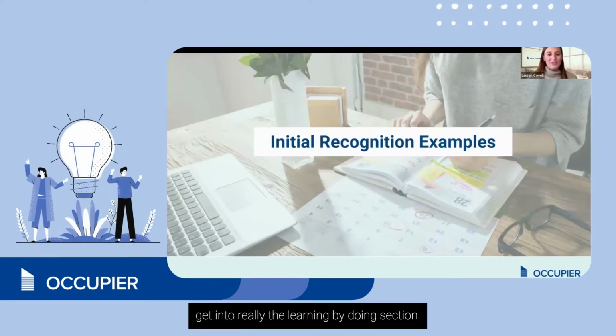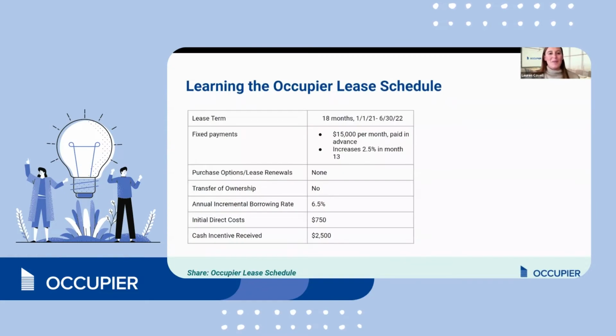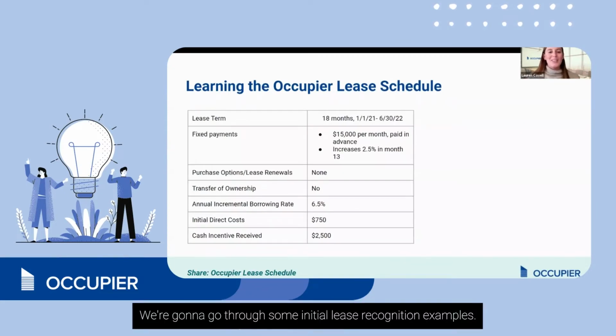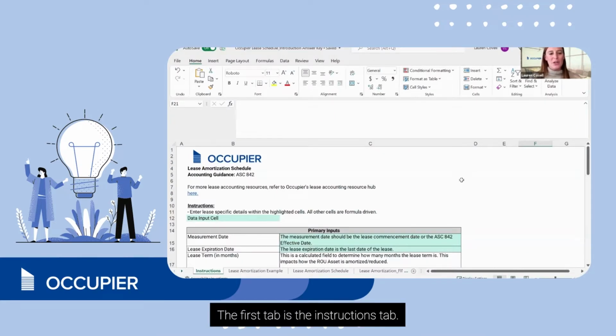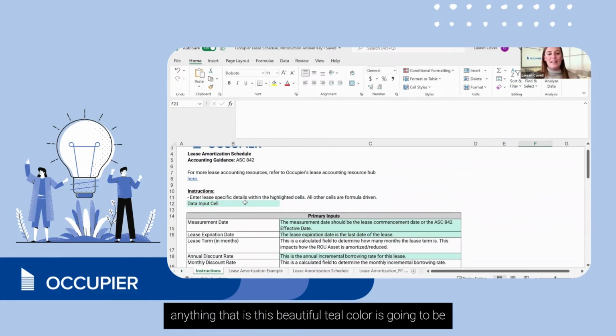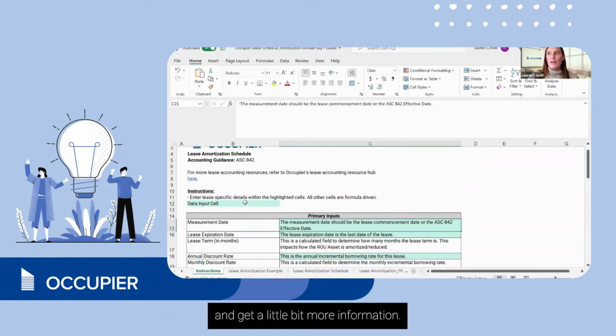All right, now we're going to get into really the learning by doing section, when we go through some initial lease recognition examples. The first tab is the instructions tab. Similar to the lease classification schedule, anything that is this beautiful teal color is going to be a manual data input cell. If you have any questions on the inputs, what they are, what they're being used for, you can always come back to this instructions tab and get a little bit more information.